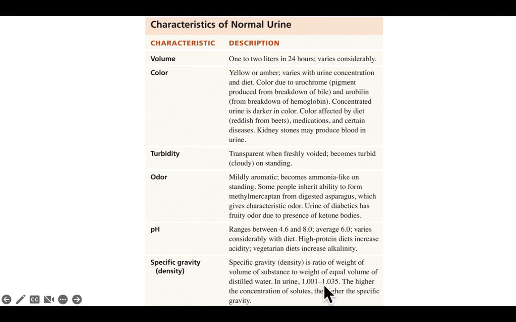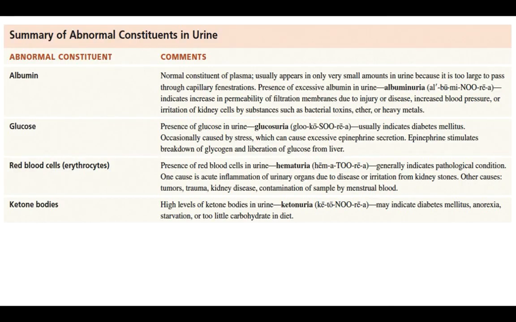A normal range for specific gravity is 1.001 to 1.035. Anything above this number means you're getting more concentrated. Maybe you're dehydrated. And it can't really get below this number, right? You can't urinate out water. That's impossible. All right, so there are some characteristics of normal urine. Last slide is just some abnormal things that might be found in urine.